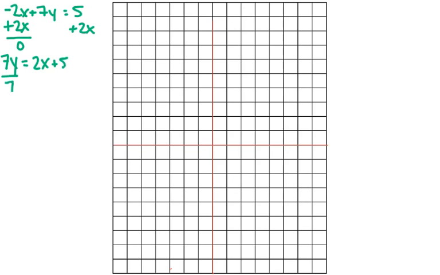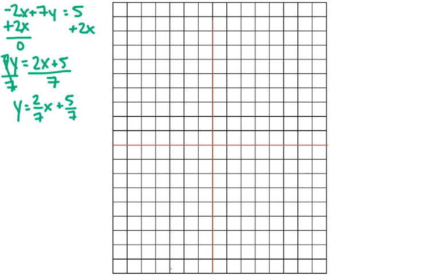Now we need to turn these two equations into slope-intercept form. So one of my equations was negative 2x plus 7y equals 5. And I'm going to graph the original equation. So I'm going to add 2x to both sides of this equation because I'm trying to get y all by itself on the left side of my equation. So I've got 2x plus 5 on this side. And since that 7 is being multiplied by the y, I'm going to divide both sides of this equation by 7. So I've got y equals 2/7 x plus 5/7.